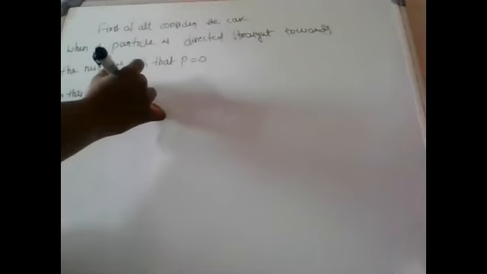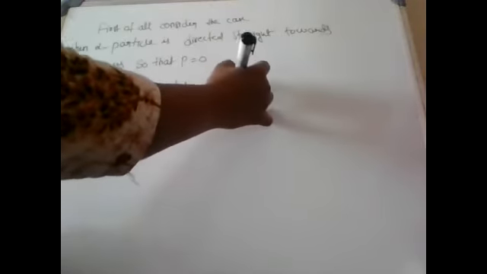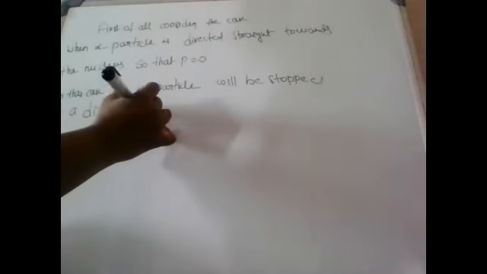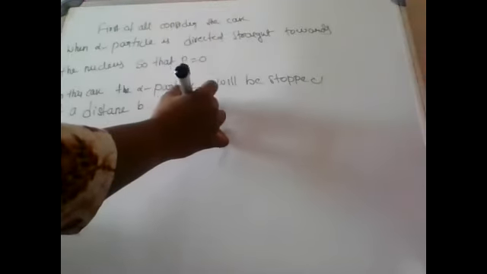In this case, the alpha particle will be stopped at a distance b from the nucleus.